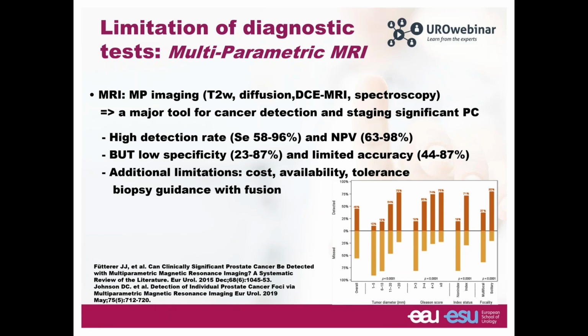However, if you look carefully at the literature, there's a high detection rate with a large variability, with sensitivity from 60 to 96% and a high negative predictive value. However, its specificity remains pretty low, except in a few studies, and its accuracy is limited. As you can see from this graph, small cancers and low-grade cancers are missed in the very large majority of MR studies.